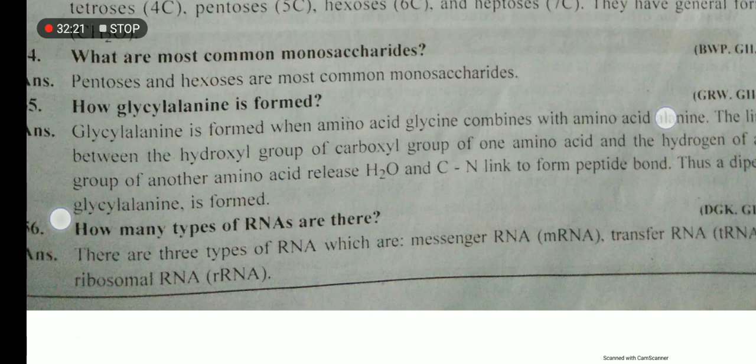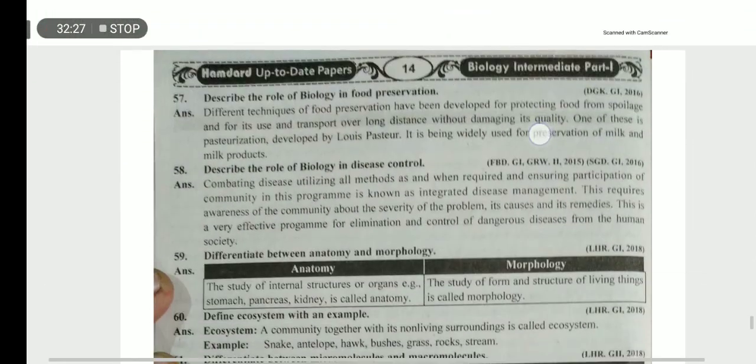How is glycyl alanine formed? The amino acid glycine combines with the amino acid alanine. There are 3 types of RNAs: transfer RNA, messenger RNA, and ribosomal RNA.